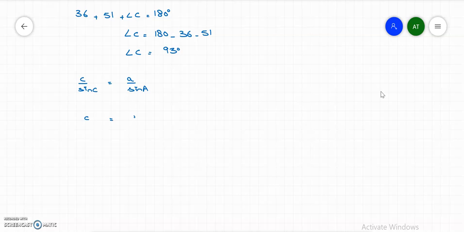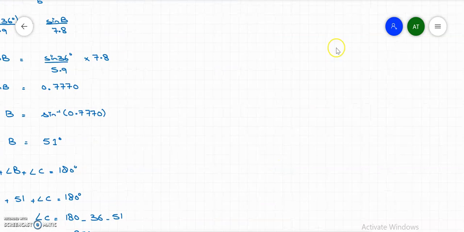So C would be equal to A over sine A times sine C. Let me plug in all the values and get the C value. So A is 5.9 over sine A, angle A is 36 degrees, times sine of angle C, which is 93 degrees. Let me simplify it on the calculator, and C would be equal to 10 meters. So we can say that the distance between Albert and Bella is 10 meters, right?